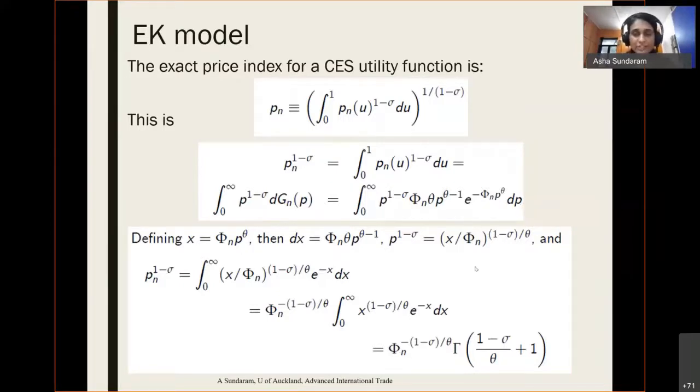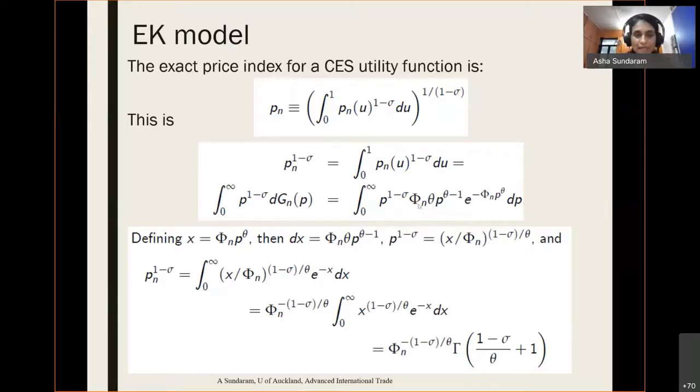So now we're going to see where the Fréchet distribution comes in handy. What we're going to do is a change in variables. So what is a change in variable? I'm going to define a variable x as simply phi_n times p to the power theta. Once I define x like that, then I know that dx is just phi_n theta p to the power theta minus 1, so I'm simply differentiating. Then what I can say is, from the way I have defined x, p to the power 1 minus sigma is just x over phi_n to the power 1 minus sigma divided by theta. So that comes from how I have defined x. Now I am ready to write P_n to the power 1 minus sigma as equal to the integral from 0 to infinity. Let me substitute x.